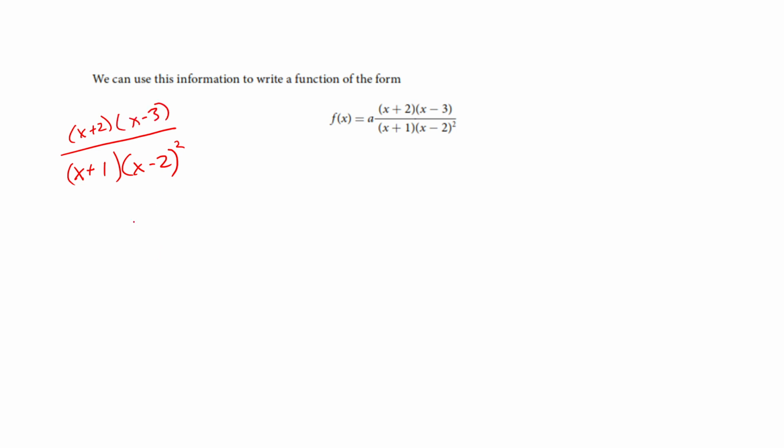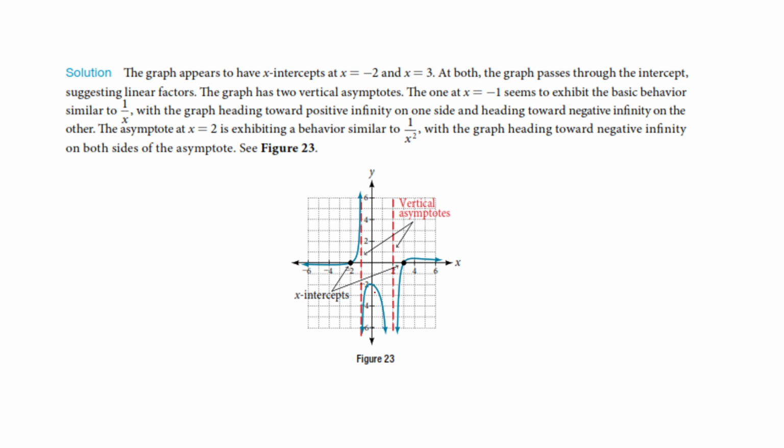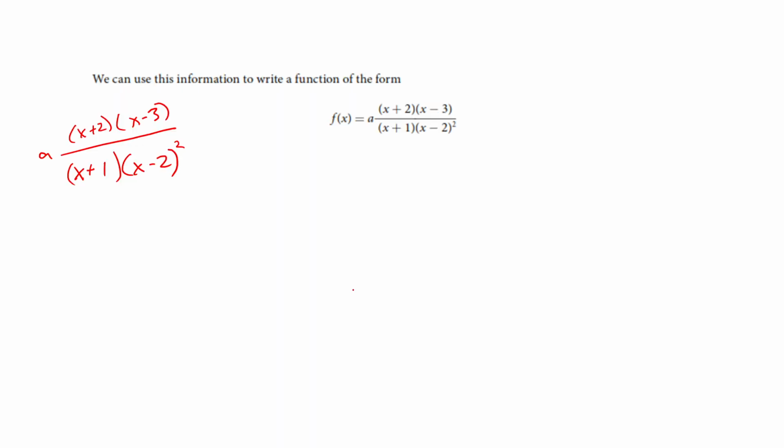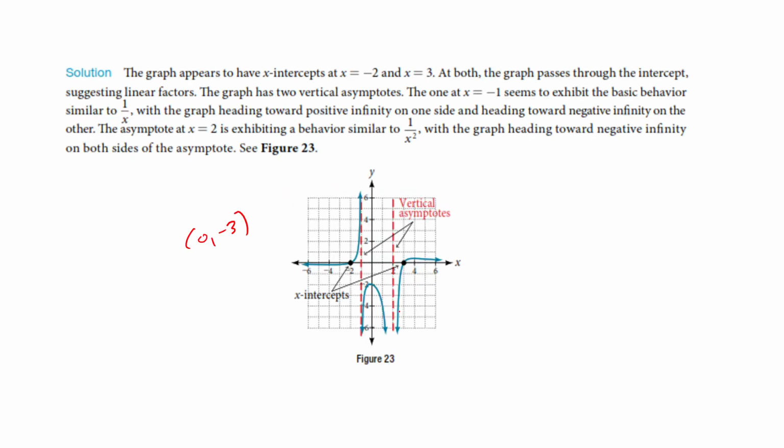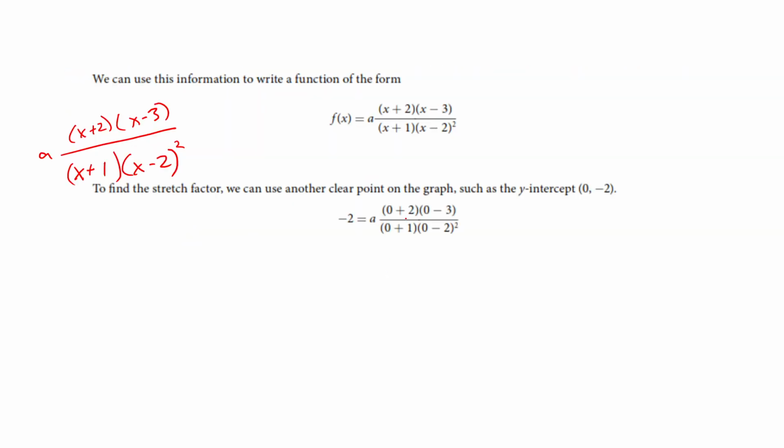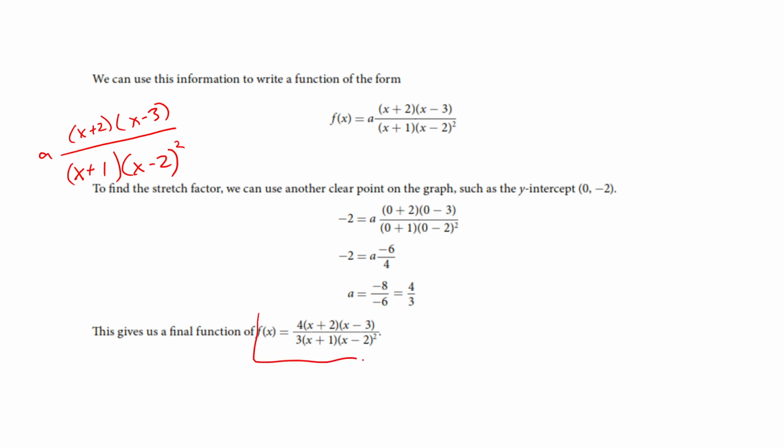Now, we have all the pieces we need, but we always have to check for a stretch factor. And so the stretch factor here, we need a point. The typical point to use is the y-intercept, and that is 0, -2. Putting zeros in for x, we know the y is -2. We can then solve for this stretch, crunch all this down, just do the basic algebra, and we get a is going to be 4/3. So we put that in front of our equation as our stretch factor, and we got it just by reasoning our way through it.